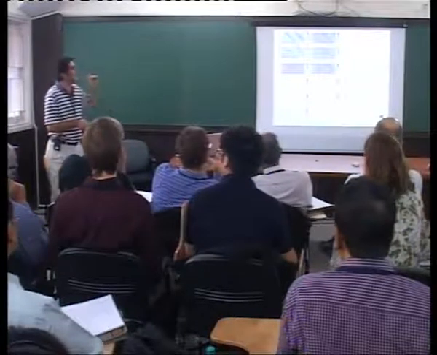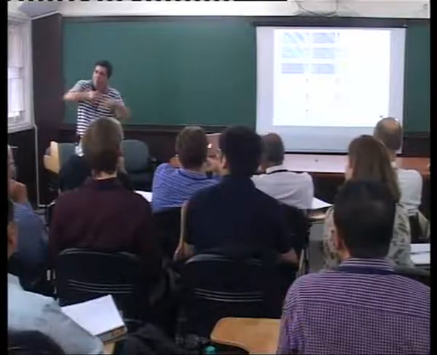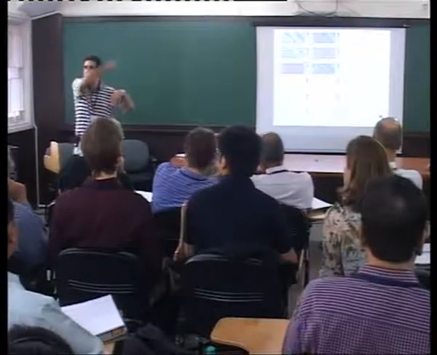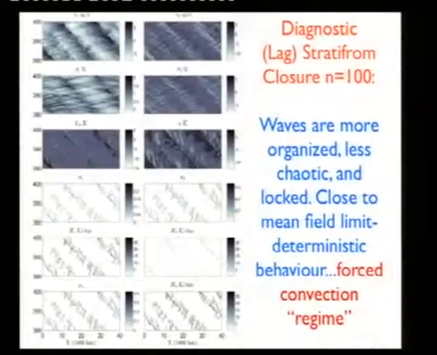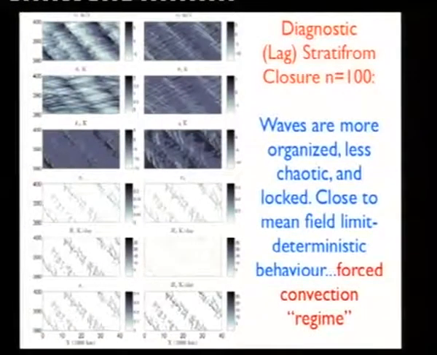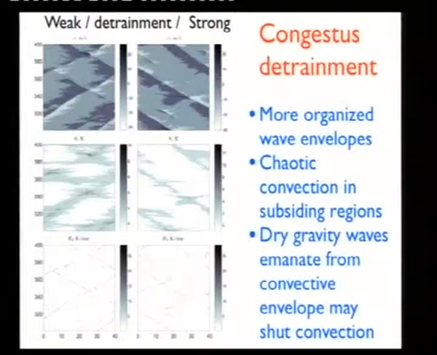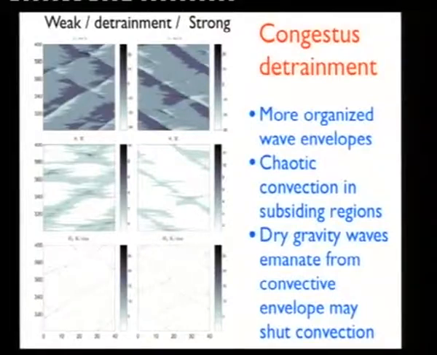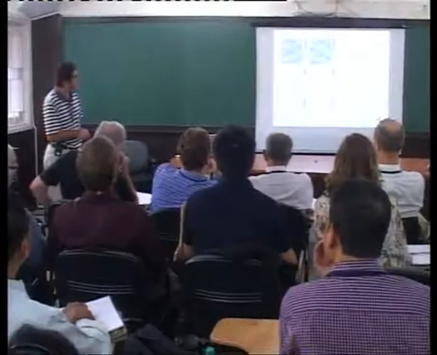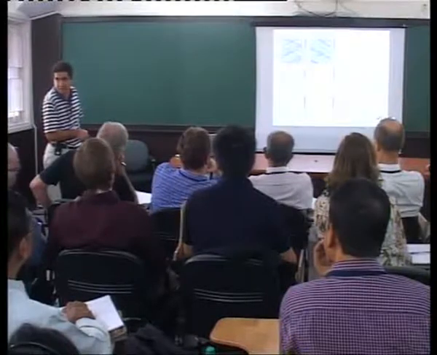So what these waves are doing is shutting anything in the subsiding regions of these dominant waves. So then they become very prominent. It's more kind of locked. When we add the detrainment mechanism, it becomes more apparent. You see the dry waves coming out in both directions. You see here, this is the heating. There's lots of convection that tries to make it, but it can't make it because the dry waves that come out of here are just killing it.